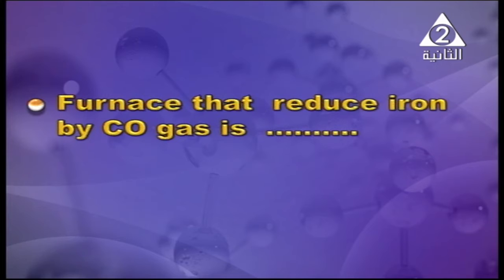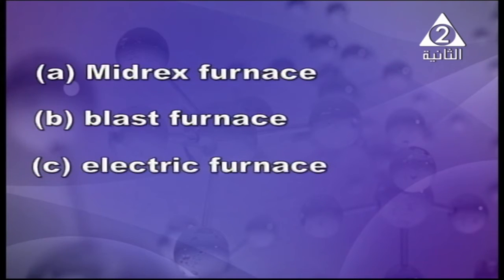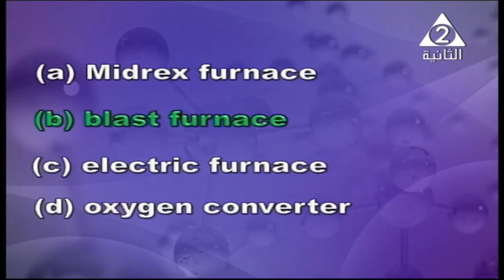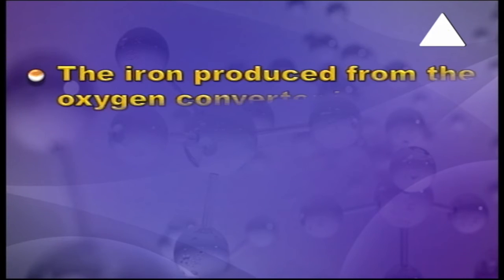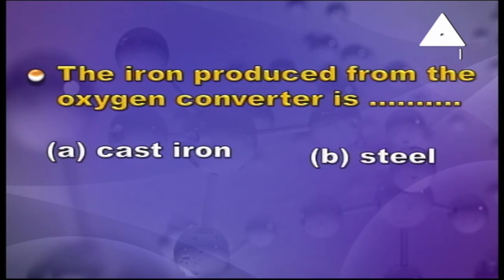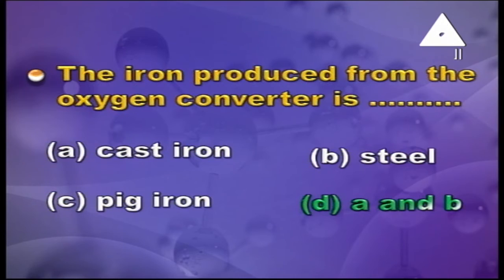Next point. Furnace that reduces iron by carbon monoxide gas is what? Is it matrix furnace, blast furnace, electric furnace, oxygen converter? Yes, it will be blast furnace. Next point. The iron produced from the oxygen converter is what? Cast iron, steel, pig iron, A and B. If you think about it, yes, it will be A and B.